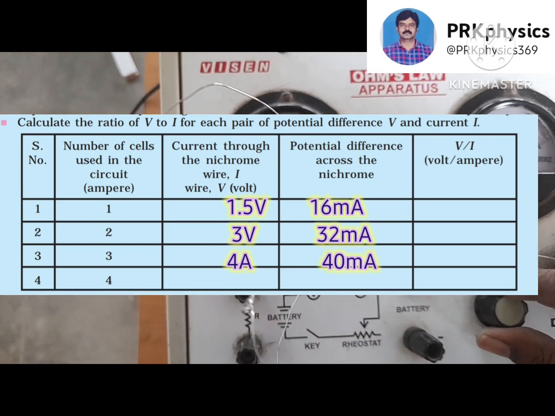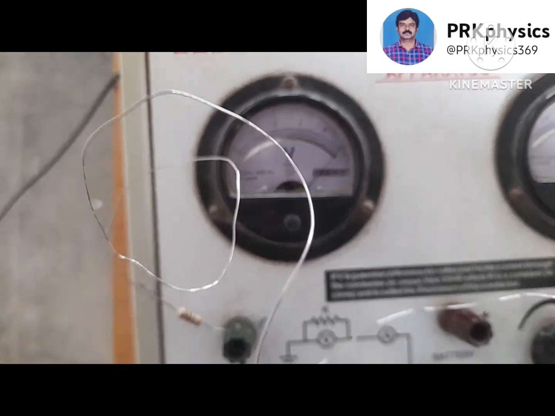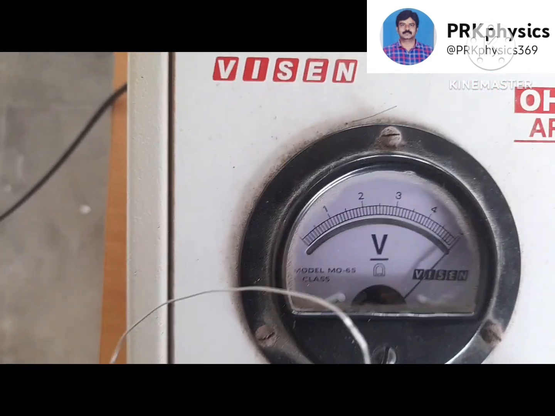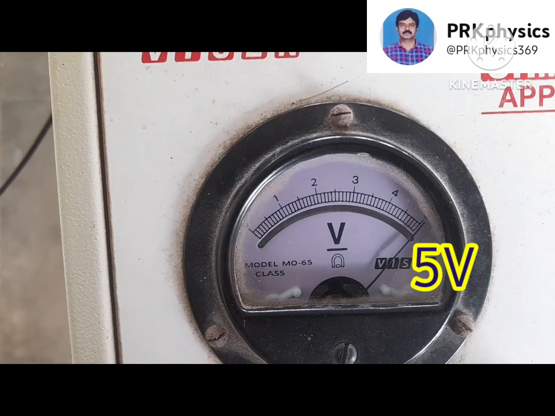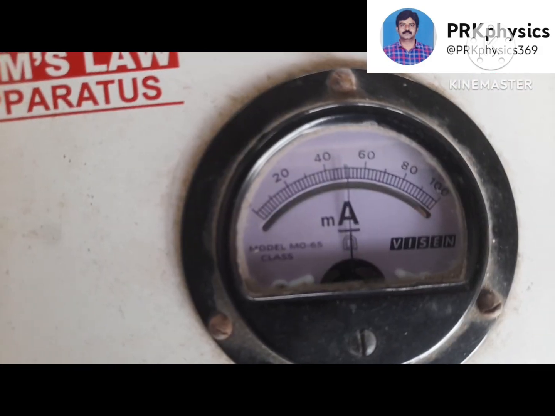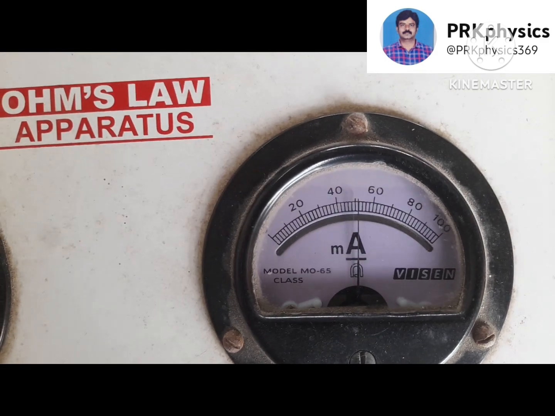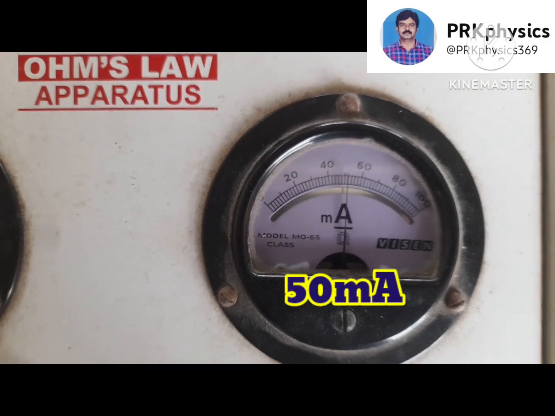Now I am adjusting the rheostat towards 5 volts across the nichrome wire. You can see that in the voltmeter. With this 5 volts, the current reading can be seen in the ammeter. You can see the current reading, which is around 50 milliamperes.